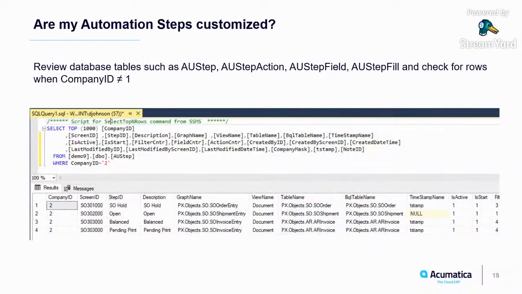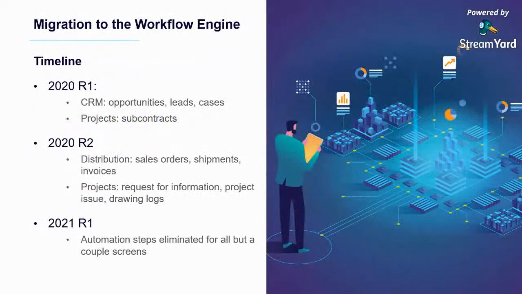Hey, Doug, I got a question about that. Yep. If in 2021 R1, you said automation steps were eliminated, are they still there in the database for review? Yes. So if you're using them, you can still look at them. Yeah, that's an important point you brought up.